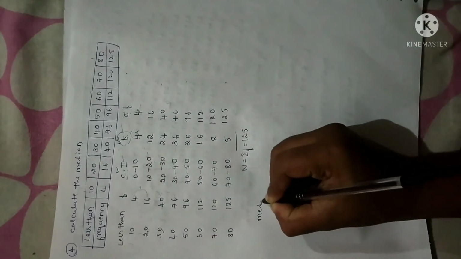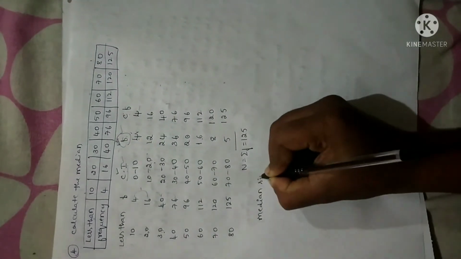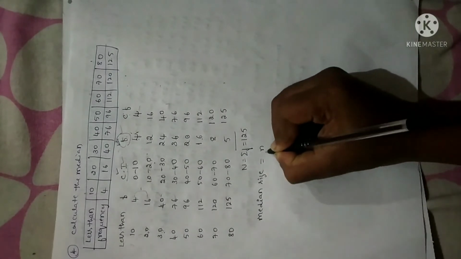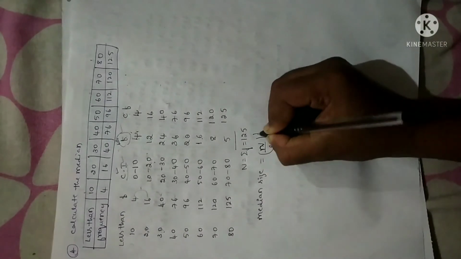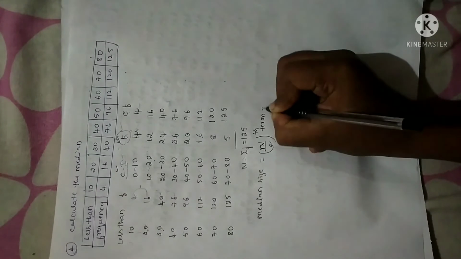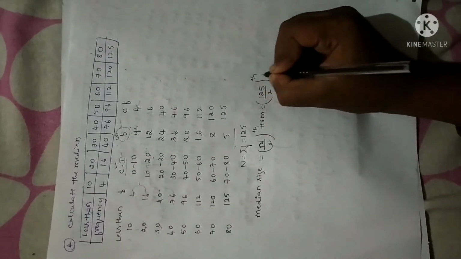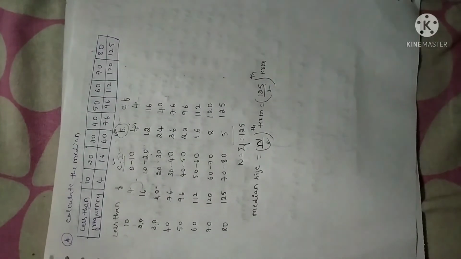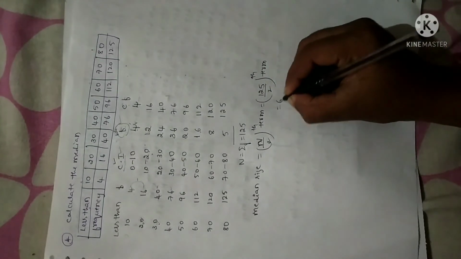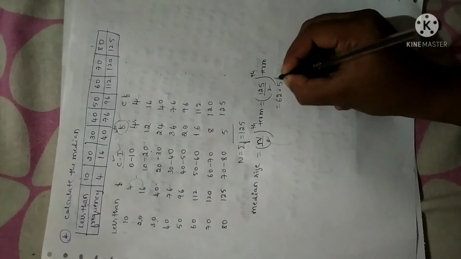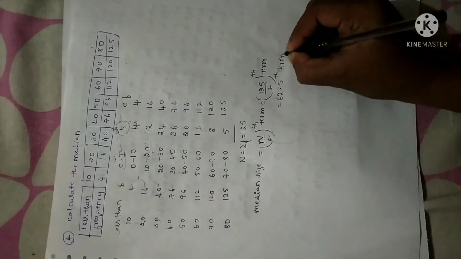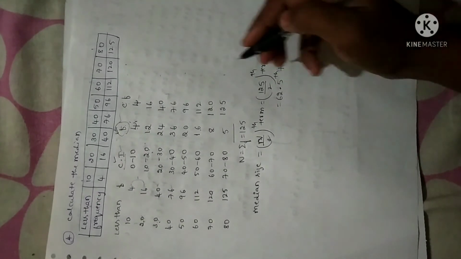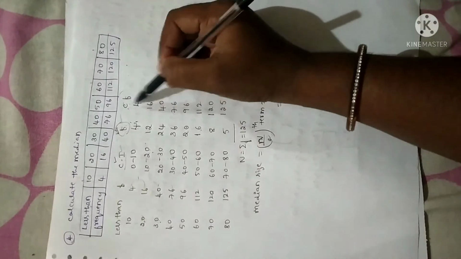So median size will be capital N by 2th term. Capital N in this problem is 125, which I have already calculated, divided by 2. So 125 divided by 2 will be the 62.5th term. Now, as usual, same procedure, we have to check 62.5 in the cumulative frequency column.